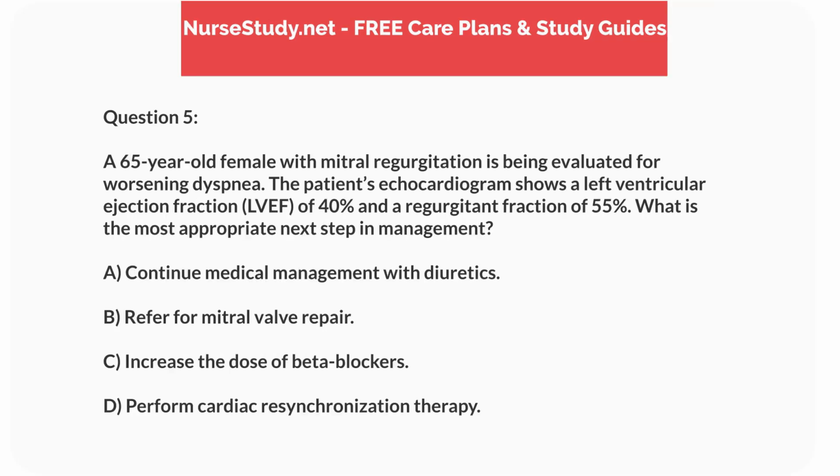Question 5. A 65-year-old female with mitral regurgitation is being evaluated for worsening dyspnea. The patient's echocardiogram shows a left ventricular ejection fraction, LVEF, of 40% and a regurgitant fraction of 55%. What is the most appropriate next step in management?